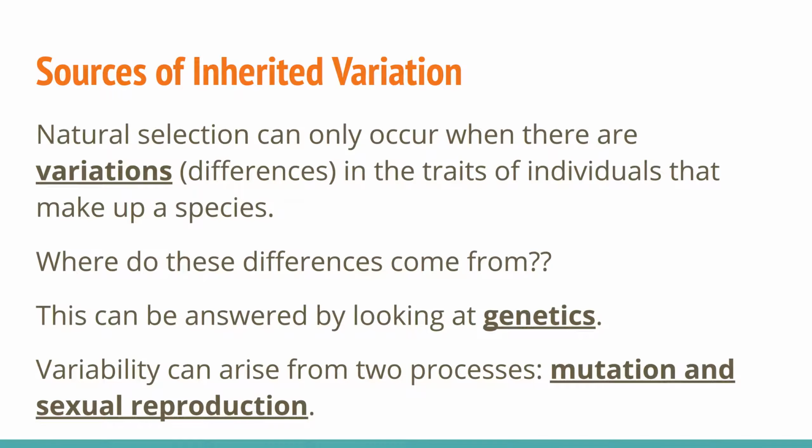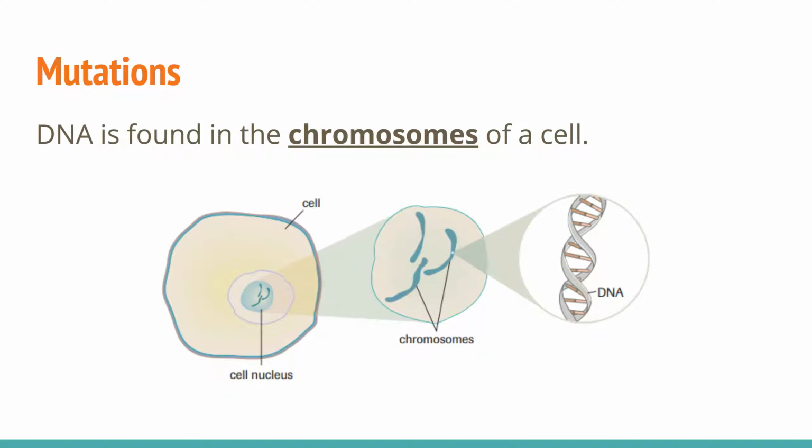Okay, so variability can arise from two processes in genetics: mutations and sexual reproduction. So the first one is mutation. So DNA is found in the chromosomes of cells. We've talked about this lots in the past in different courses. So we have our cell. In the nucleus of our cell, we have our chromosomes. Our chromosomes are bundles of DNA.